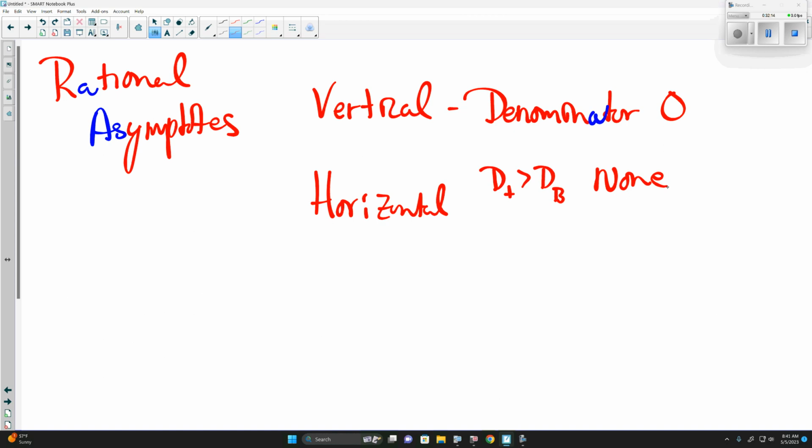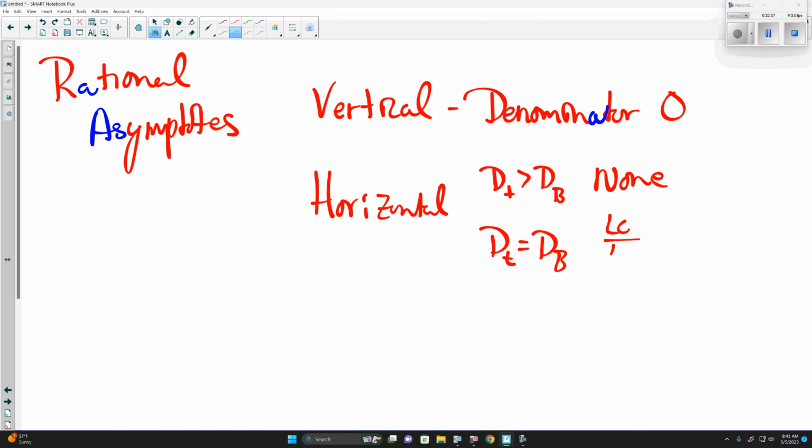Slant. Because if the degree of the top is greater than the degree of the bottom, we have a slant asymptote. You can do synthetic division or long division. Whatever we get from it, not the remainder, but the quotient, I believe, is the slant asymptote.